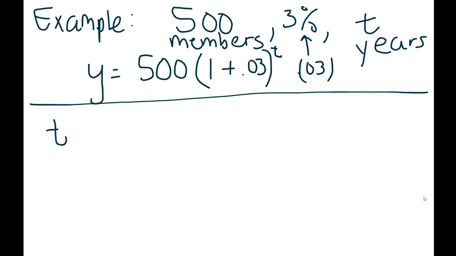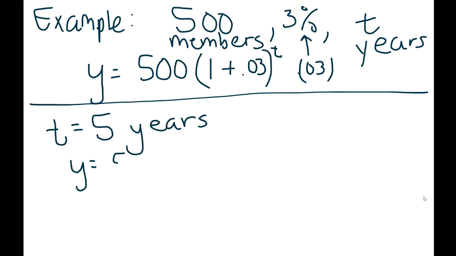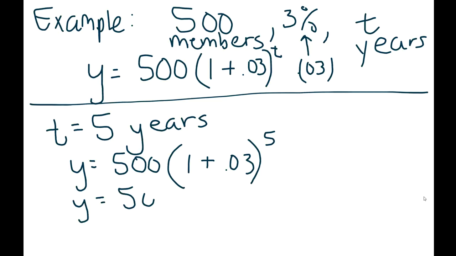Now let's say they tell us that t is 5 years. Well, if they tell you that t is 5 years, then we're going to have to replace the t with a 5, and then we could go on and solve. So again, y equals 500, 1 plus 0.03, all to the 5, because we want to know what it is after 5 years. And then the rest you could just do on a calculator. So this is going to simplify to 1.03 all to the 5th power, and then we could simply solve that on a calculator.